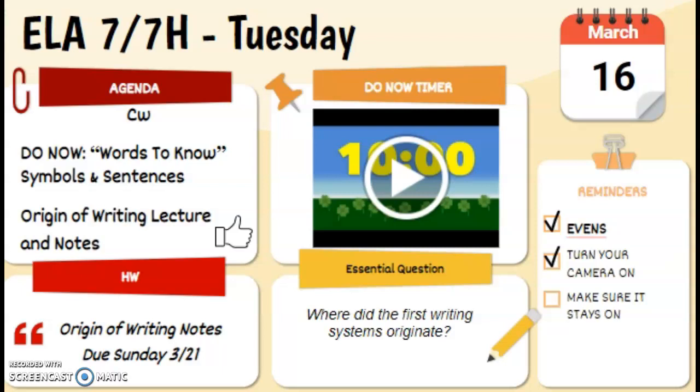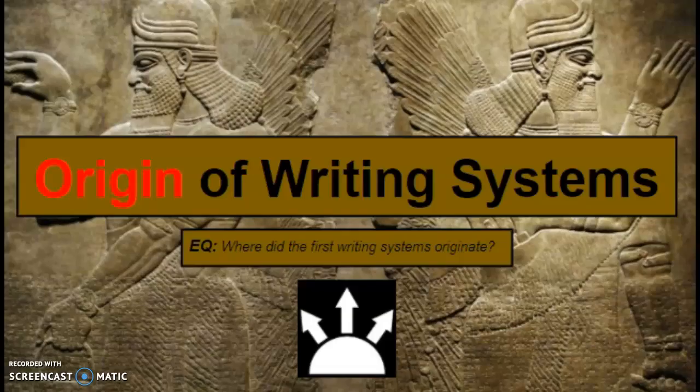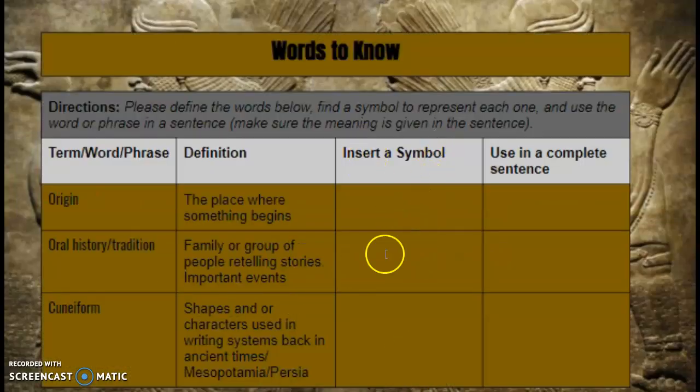For your do now, for my 3-4, you guys worked yesterday a little bit on that video, the ancient Sumerians video. So you guys are going to be finishing up your words to know, symbols, and sentences. So just to show you what that looks like, you guys are going to be inserting a symbol today and then using it in a complete sentence. So that's what you guys are going to be doing for this one.